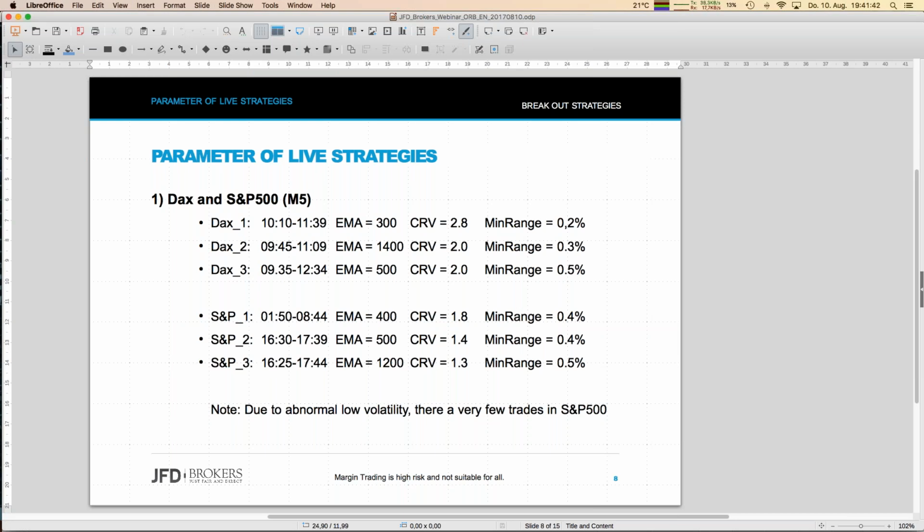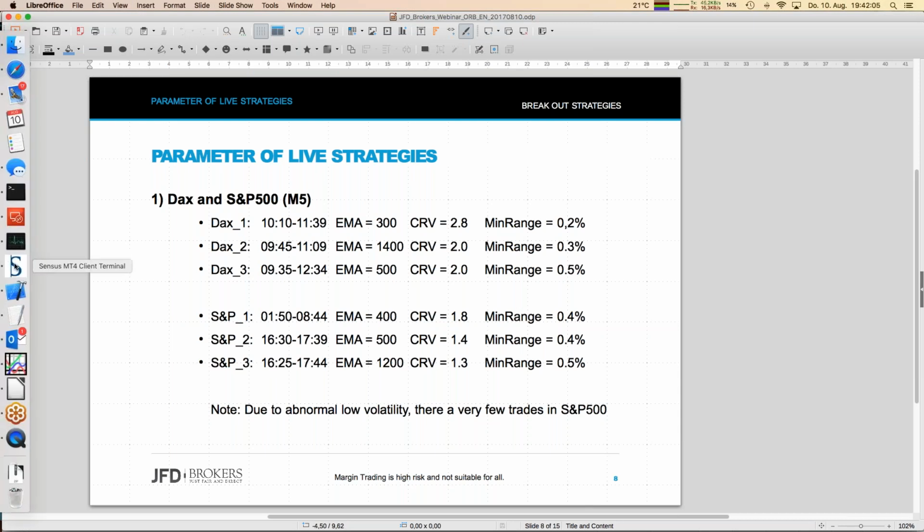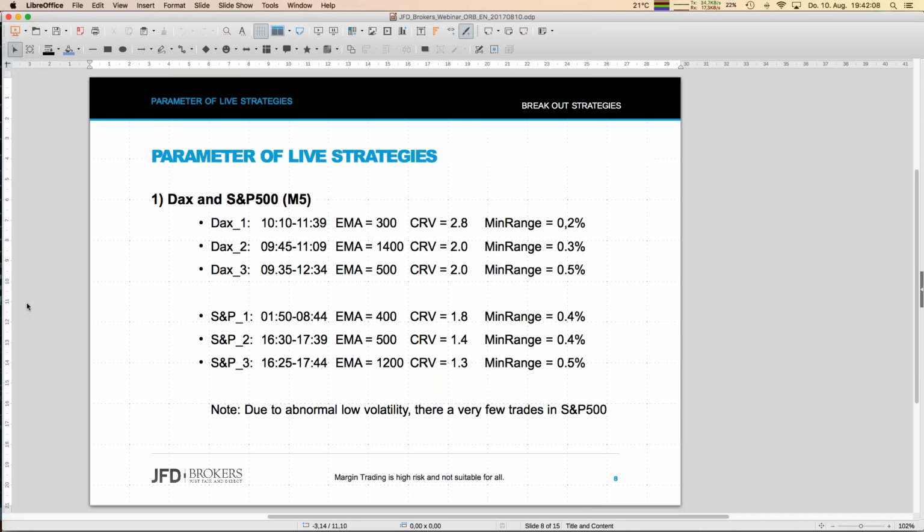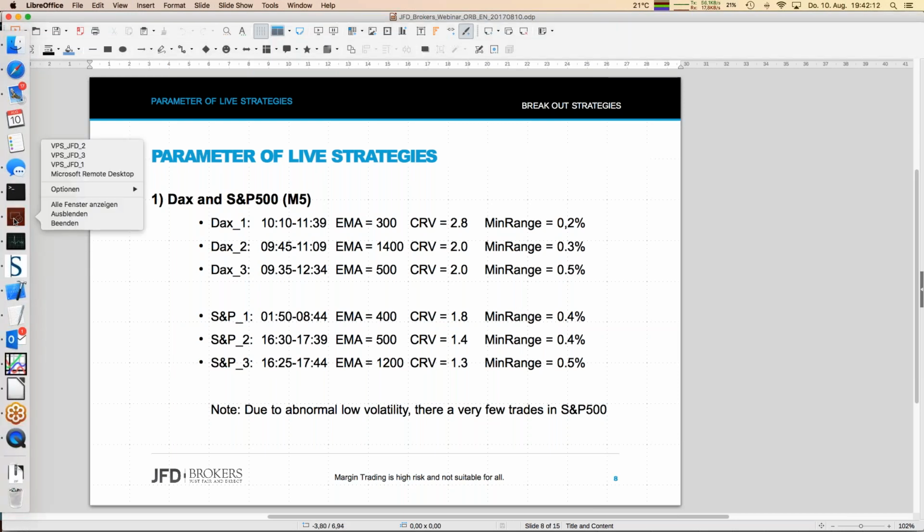It would not have been that good to have those trades. But you see the certain time frames. S&P 500, for example, has one trade already in the morning. It looks more or less for the complete night. And then we have other range times later in the day. Not the market open, but a little bit different. I mentioned already that due to the abnormal low volatility of S&P 500, we don't have trades right now and during the last couple of months.